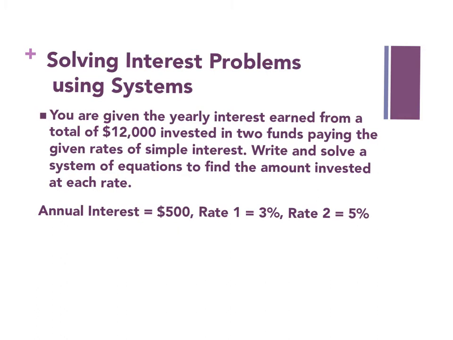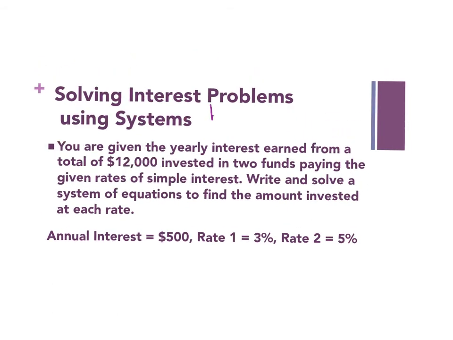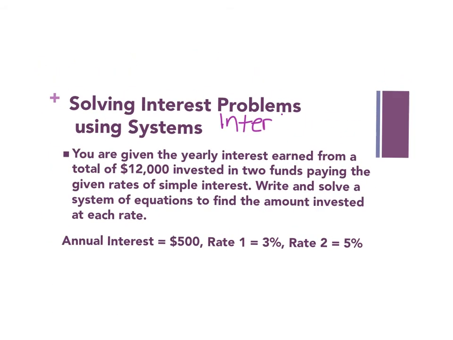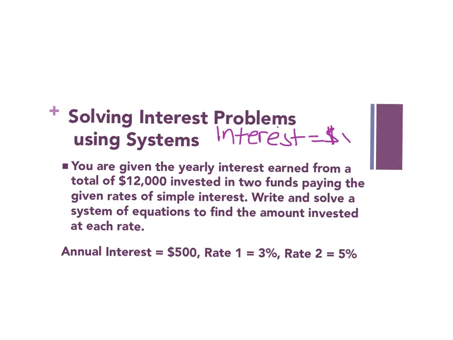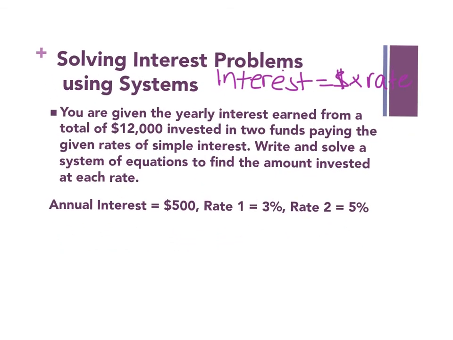So a couple of things to pay attention to here. One, we're talking about simple interest. So this is just money times a rate. That's all simple interest is. You don't have to worry about PERT. It's not being compounded daily or anything. This is 1 year, 1 annual rate. So my interest equals the money times the percentage rate. That's what simple interest would be.